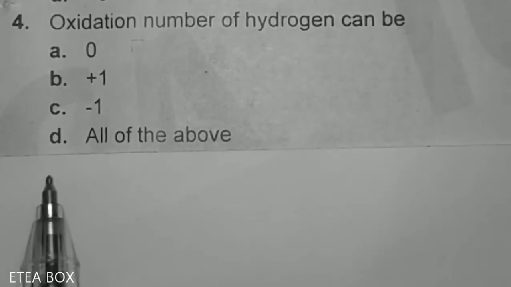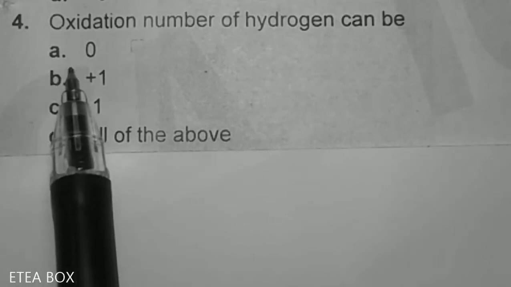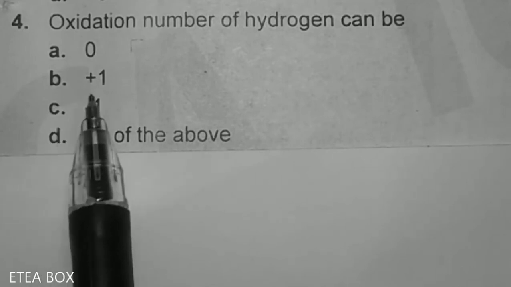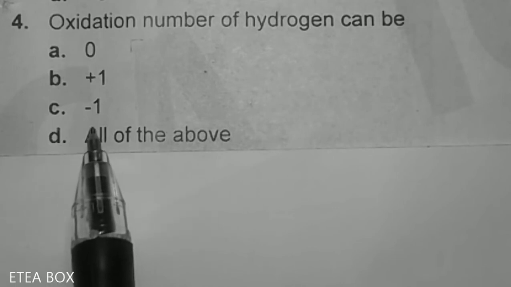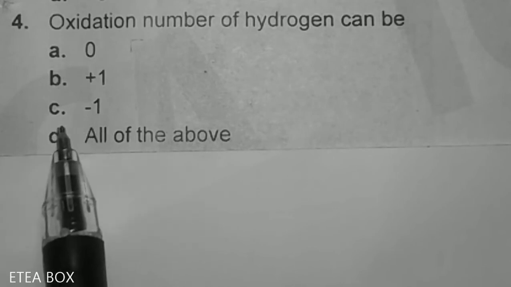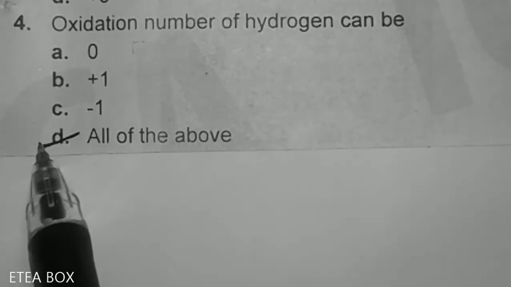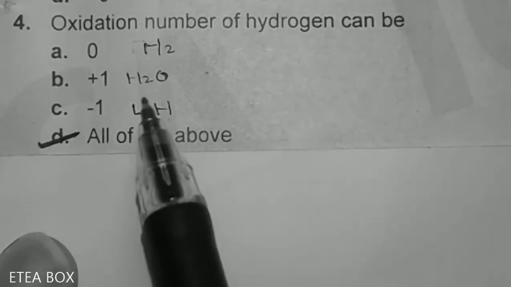Oxidation number of hydrogen can be, now look at here, in diatomic state the oxidation number of hydrogen is 0. In its compound like H2O, the oxidation number is +1, okay? In metal hydride like lithium hydride LiH, its oxidation state is -1. So here option D is correct, okay? They all can be possible. Look, these compounds are the example in which the oxidation state is 0, +1 and -1.